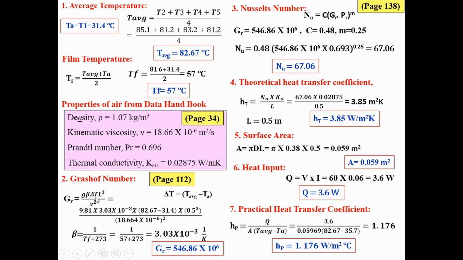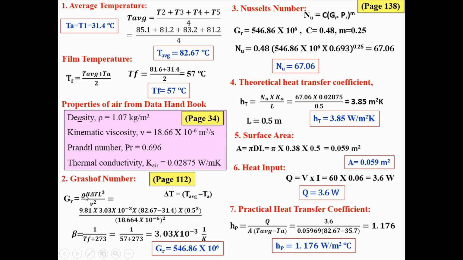What is delta T? Delta T is the change in temperature, that is, delta T is equal to T average minus TA. So now you know the delta T also. What is L? L is the length of the pipe. The length of the pipe, we already know, is 500 mm, that is 0.5 meter. Now the kinematic viscosity of air, you have already taken from the data handbook. Now you know all the values. Substitute in this equation and get the value.